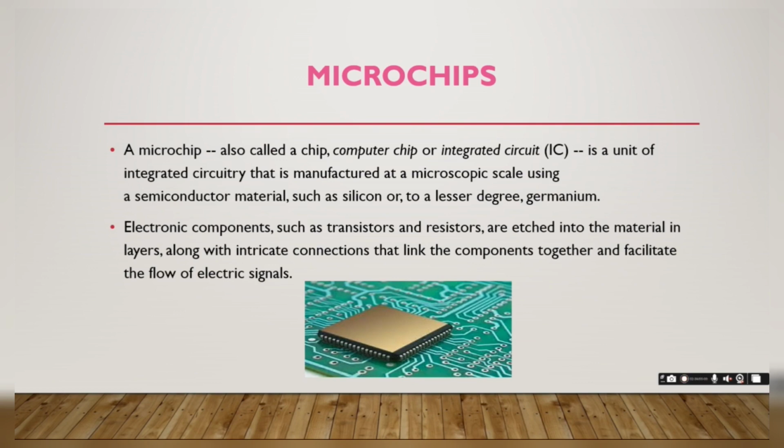Now we say electronic components such as transistors and resistors are embedded into the material in layers, along with the intricate connections that link the components together and facilitate the flow of electric signals.